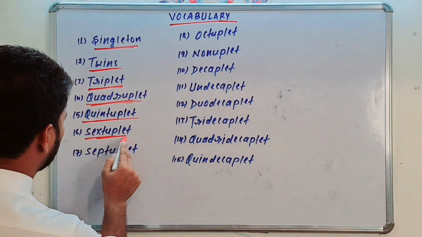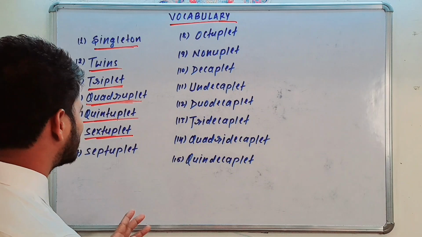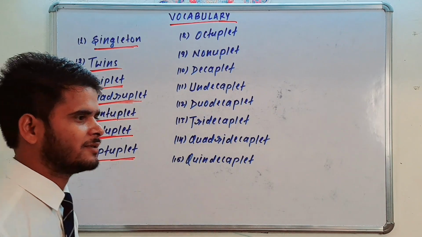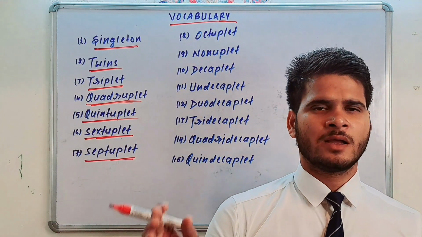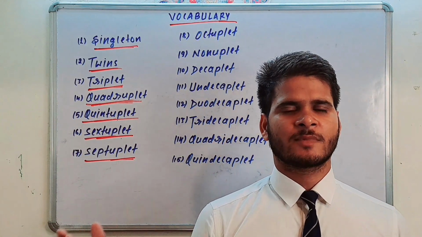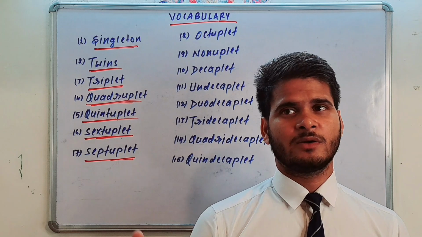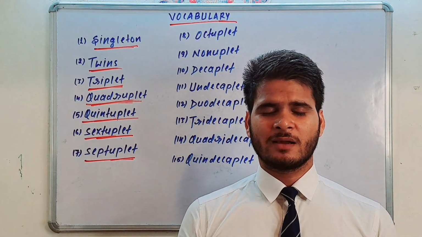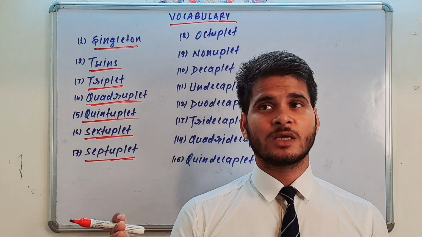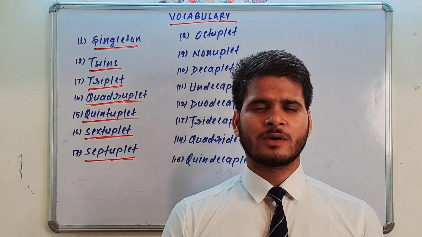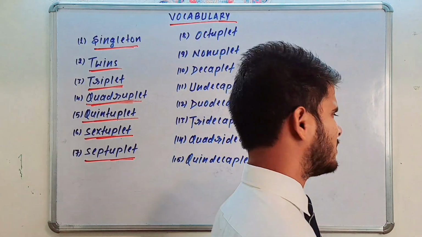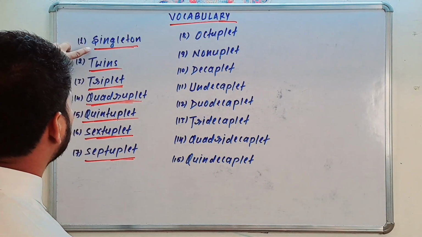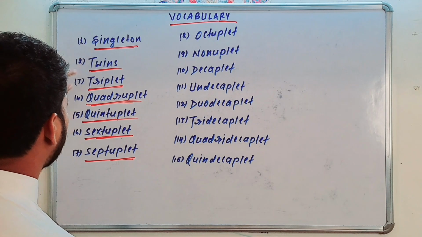Sextuplet, six babies at a time. Septuplet, seven babies at a time. A mother who gave birth to seven babies at a time, that is known as septuplet.